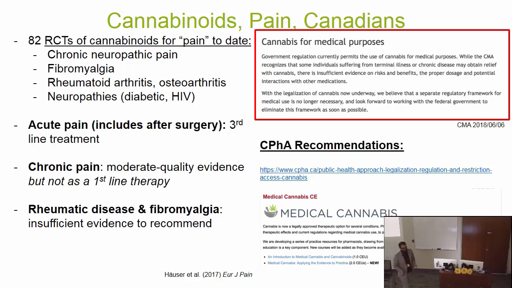I don't want to show my bias too much, but I also work in a school of pharmacy, so, you know. The CPhA has also developed these awesome continuing education credits. So if you know anyone that's a pharmacist, they can get CE credit for studying basically what I'm talking to you guys about today, how the cannabinoid system works and evidence around cannabis as medicine.